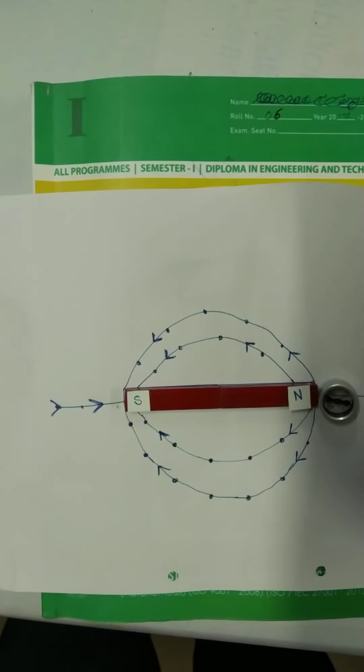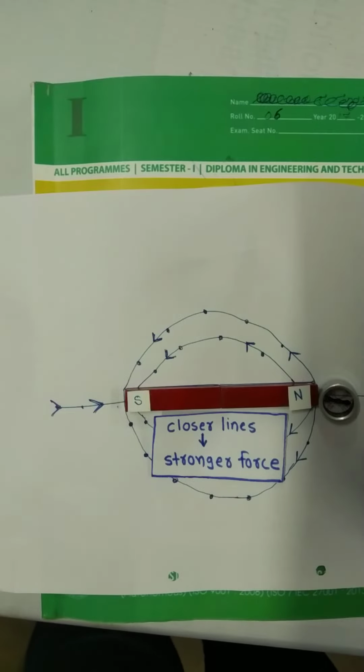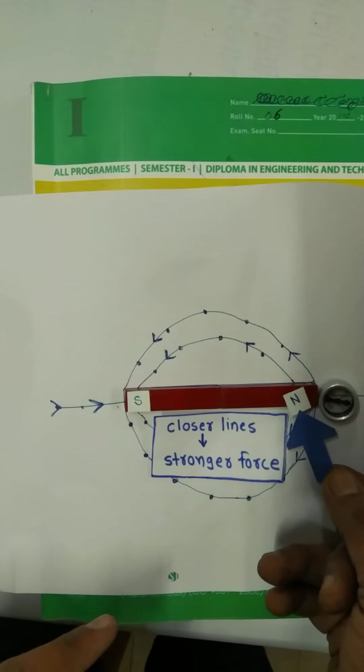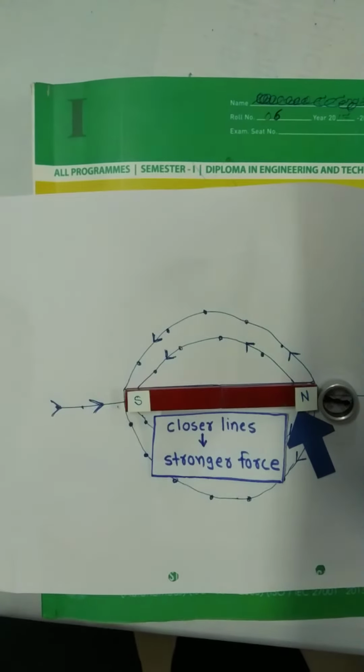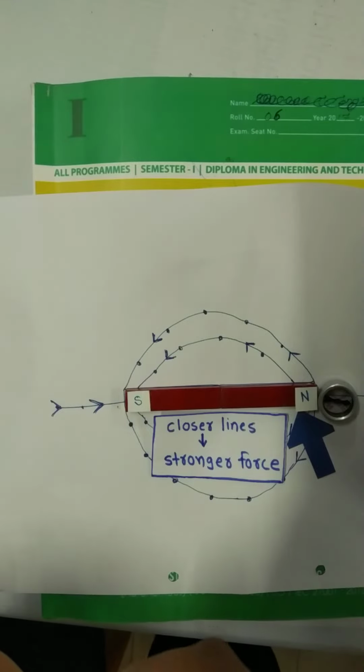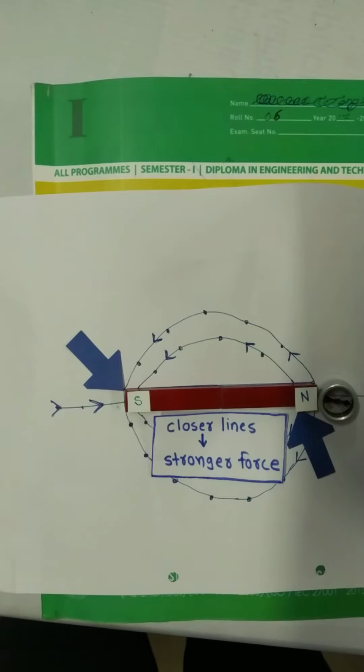And the last property is, closer lines have stronger force. These are the closer lines. Look at this. There is a closer line. Due to that you can find the stronger force here, and another stronger force here. So by using this practical setup, we have found the magnetic properties of magnets.